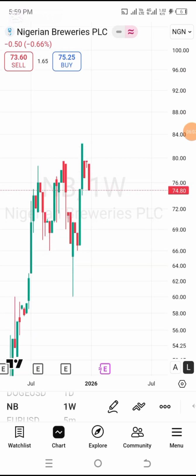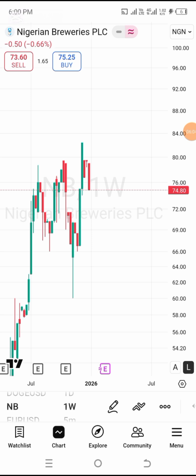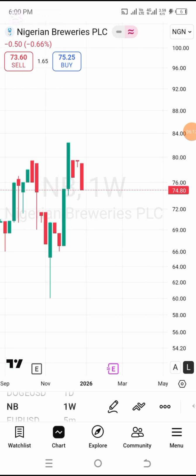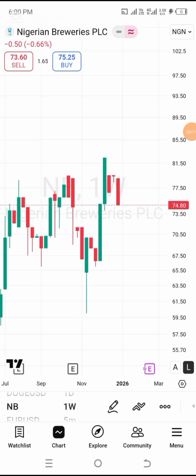You see where the price is, within 74 naira 80 kobo. So the price is actually within 75 naira to 74 naira 80 kobo. And another thing to take note of: this market is currently selling. Remember, I said the red candle is for a sell and the green candle is for a buy. Now that this market is facing down, it means that it is a retracement.